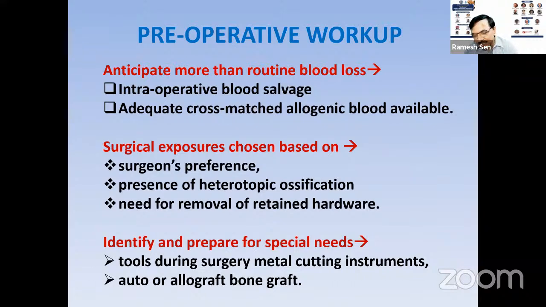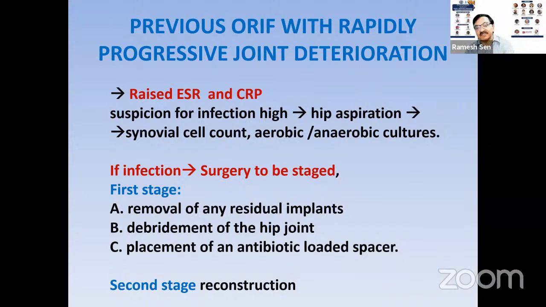We have to be ready because some of these implants need to be removed. Sometimes some cannot be removed, and we might have to cut them out. So a metal cutter and those things should be available in a situation where we might have to take out these badly fixed implants.